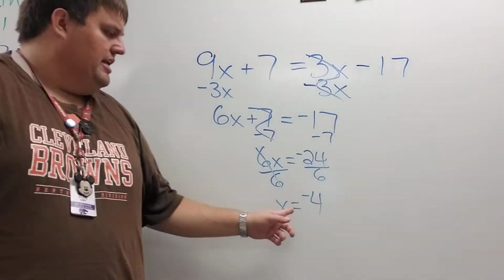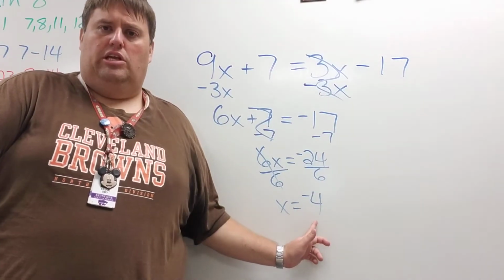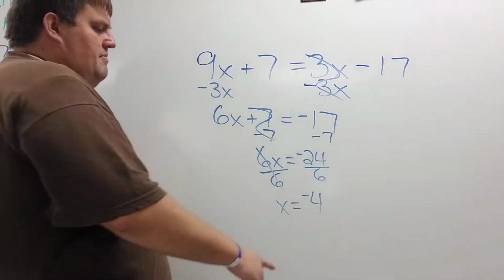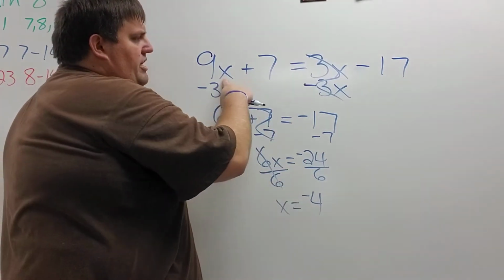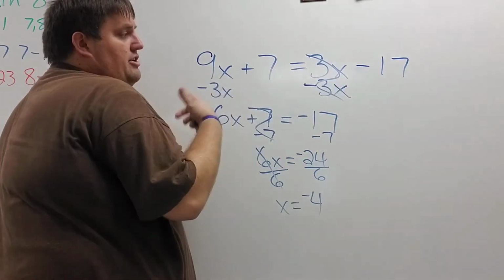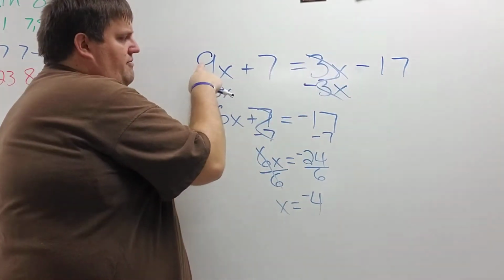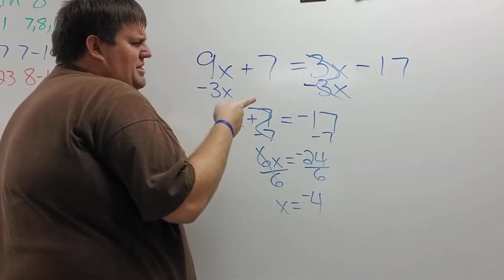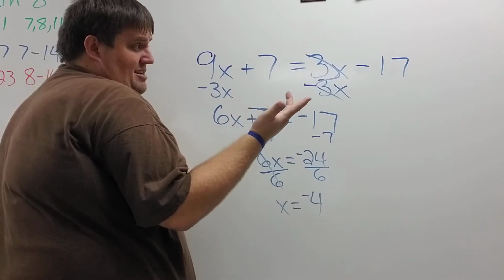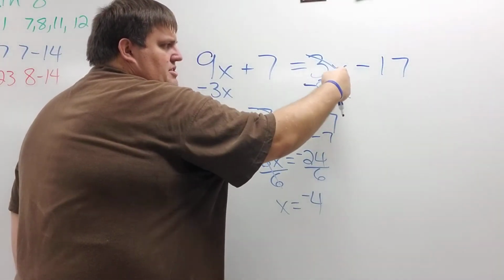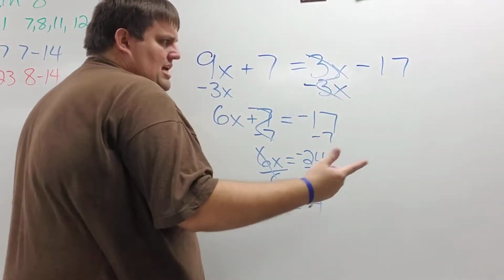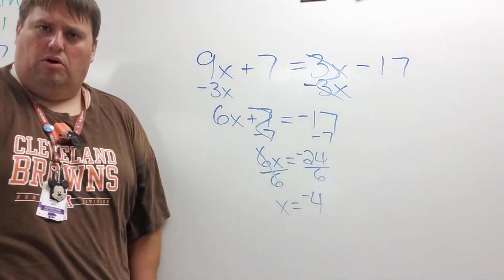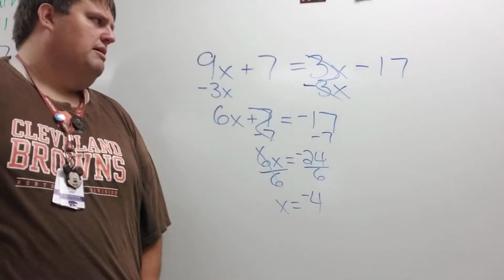And you might be thinking, can I still check my answer? Absolutely you can. I could plug negative 4 in for here and here, and it should be the same thing on both sides. So for example, 9 times negative 4 is negative 36, plus 7 is negative 29. 3 times negative 4 is negative 12, minus 17 is negative 29. So you can see that it works out. If you check your answer, you're going to get both.